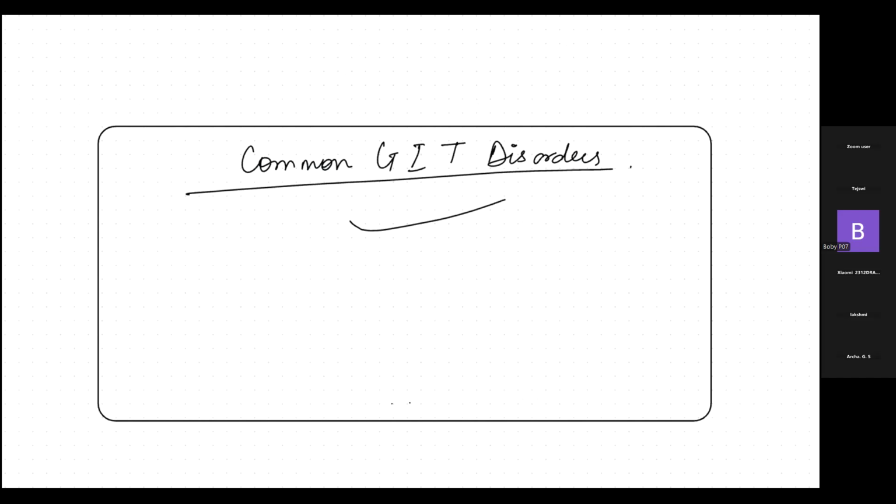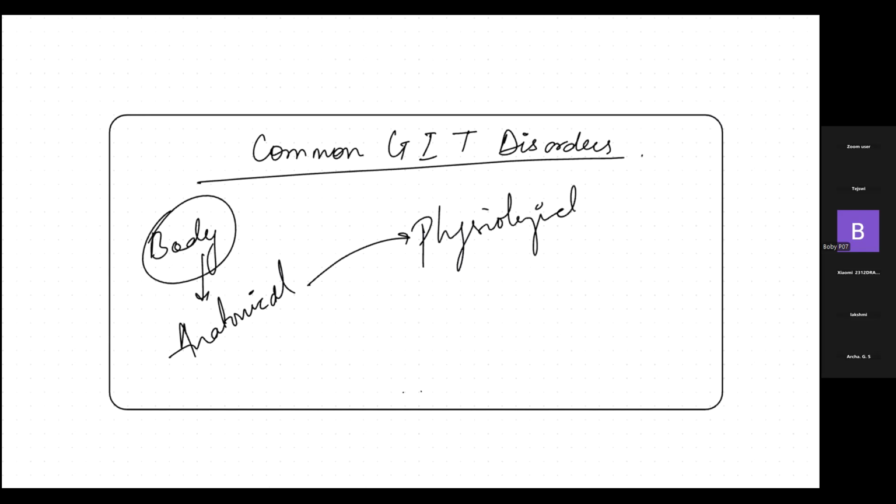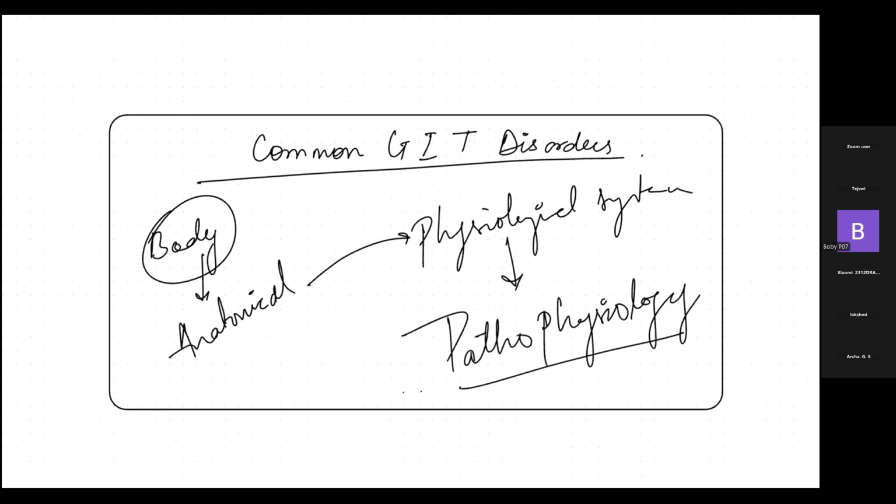If we talk about the human body, it has a structure, that is the anatomical structure, isn't it? And it is working because of the systems in it, that is the physiological systems. Whenever any kind of pathology is involved, either due to any pathogen or immune functioning imbalance or any other cause, then it leads to pathophysiology, isn't it? So we will be dealing with common GIT disorders.